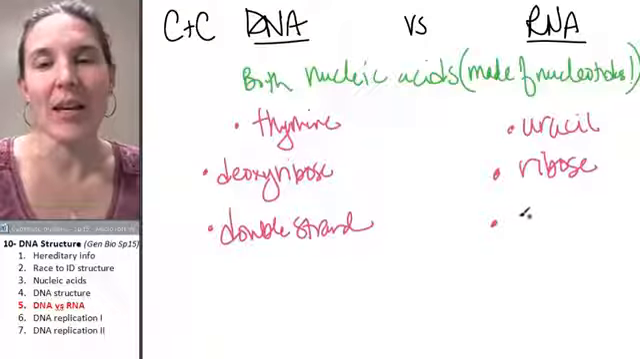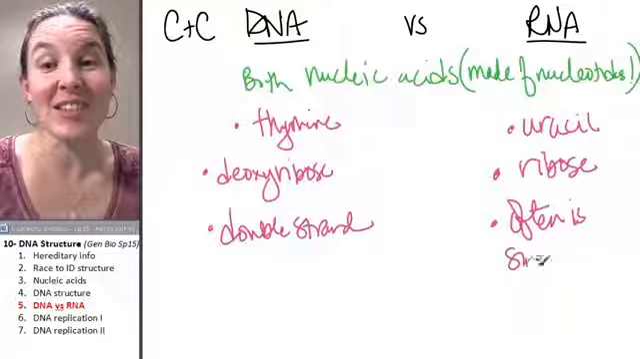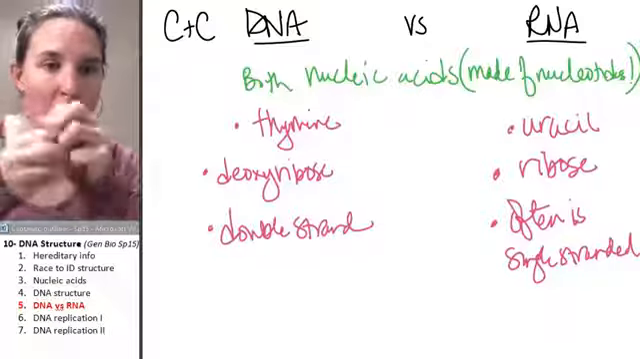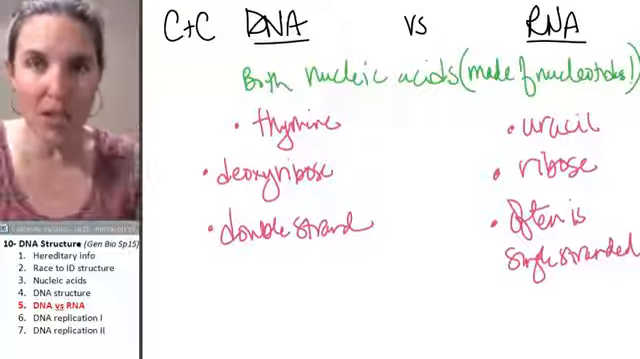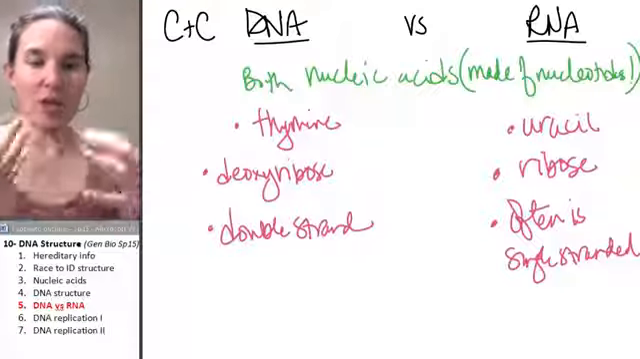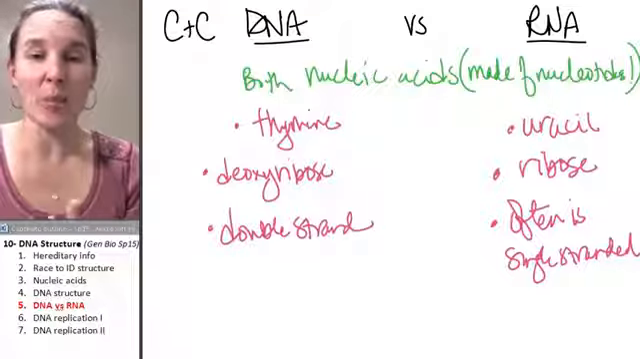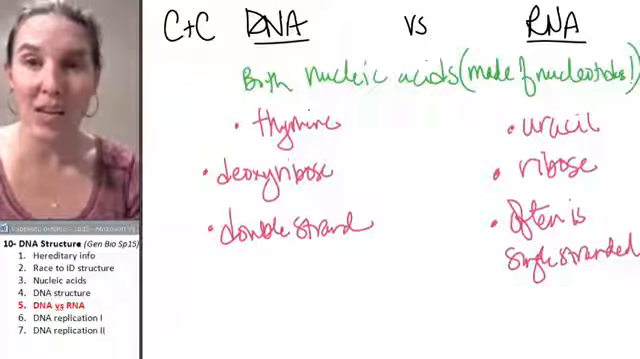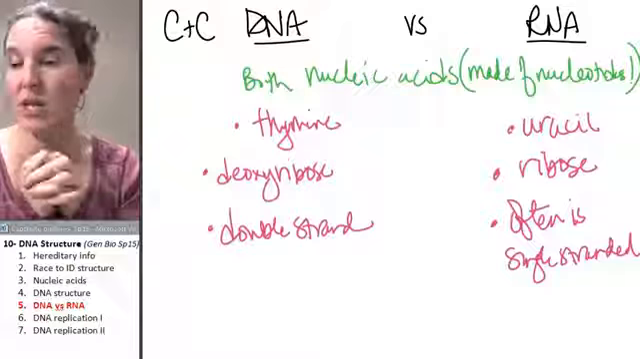RNA often is single-stranded. But guess what? It can fold on itself and form double-stranded parts to make different shapes. And we'll see that when we look at protein synthesis, at the process of translation. We'll see that there are molecules of RNA called tRNA, and they actually bend in on each other and form unique shapes.